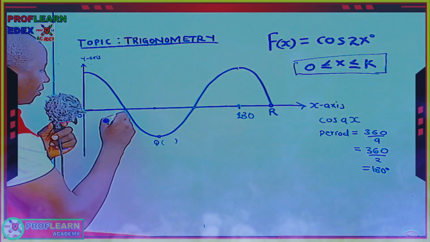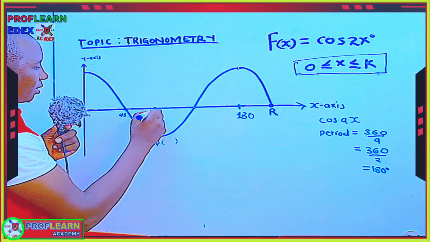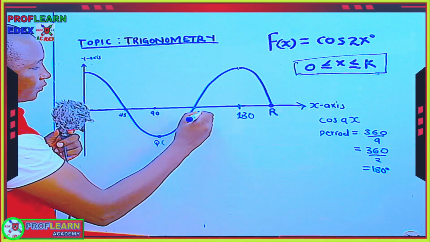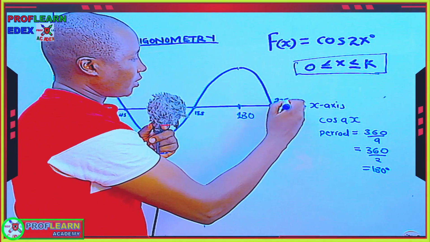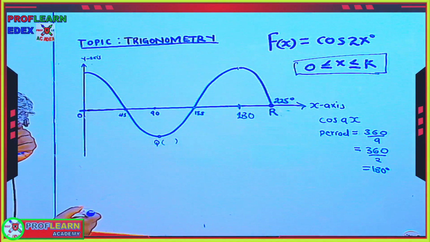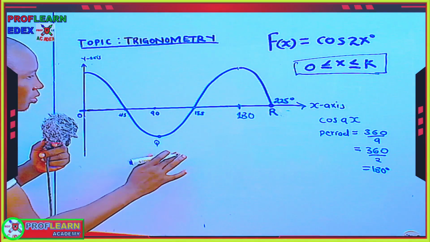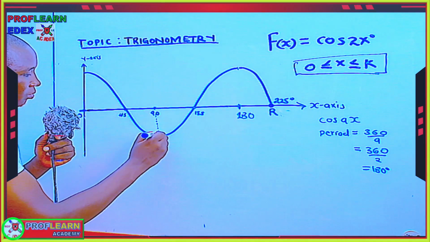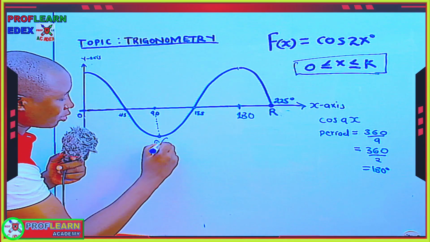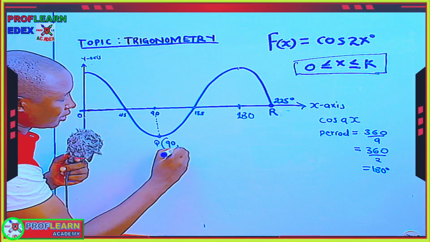So this value here will be 45, this will be 90, this will be 135, and this is going to be 180. If you are asked the coordinate for q, the q is going to be at this particular value here, which is 90 degrees. So the x coordinate for q is 90 degrees.